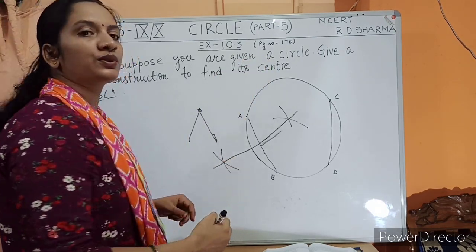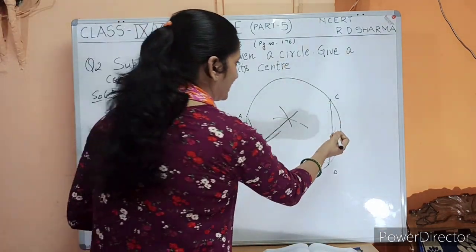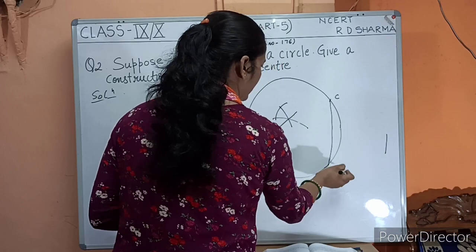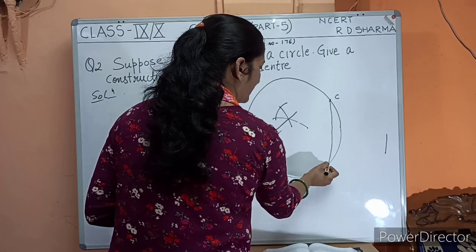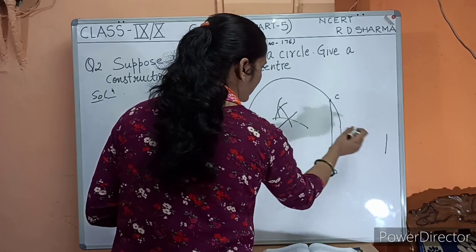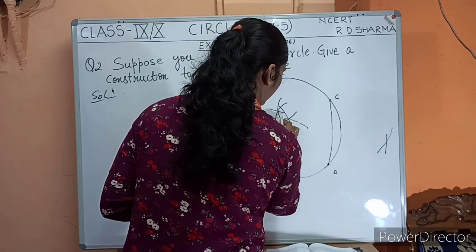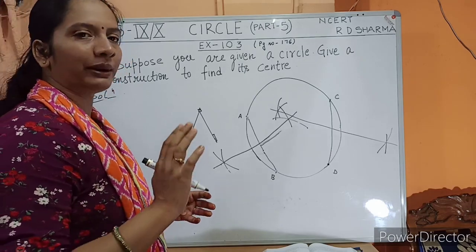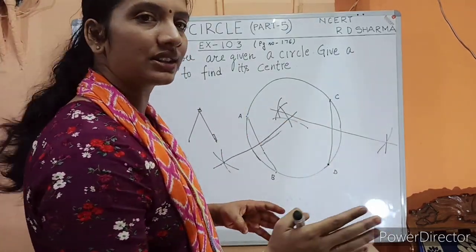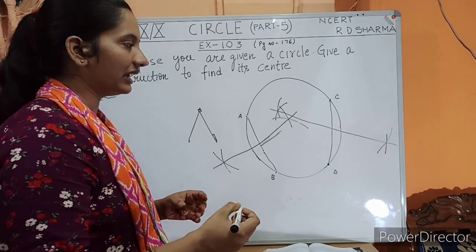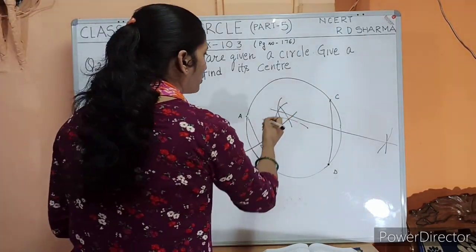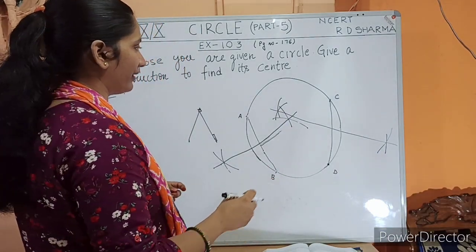The same steps we need to follow for the chord CD. One upside mark, one downside. Similarly, place the compass at D, cut the previous arc here too. Now join this. Is it clear? I hope everybody knows how to construct a perpendicular bisector. And if you don't, then you may just refer to the book. It is given there how to draw the perpendicular bisector of any line.